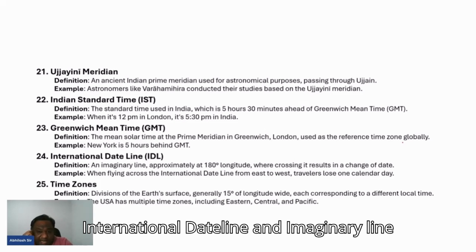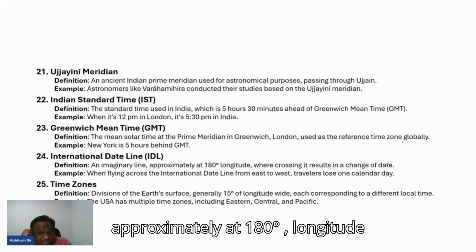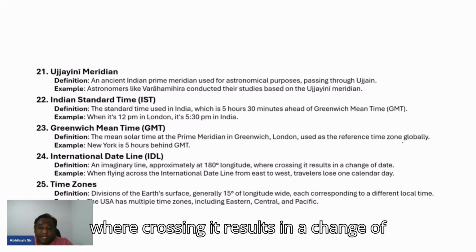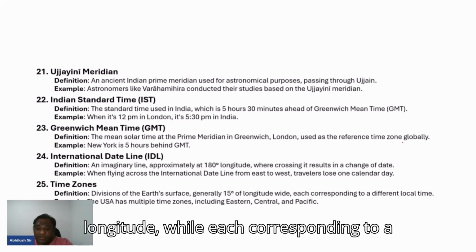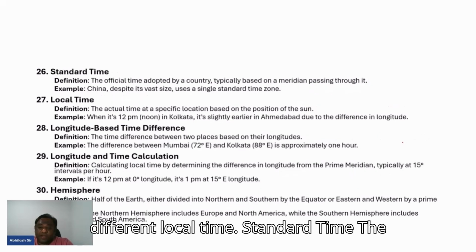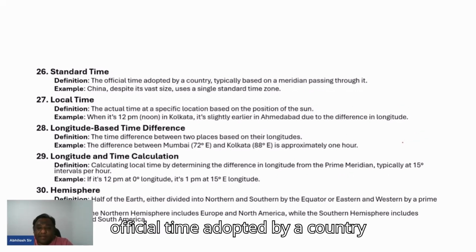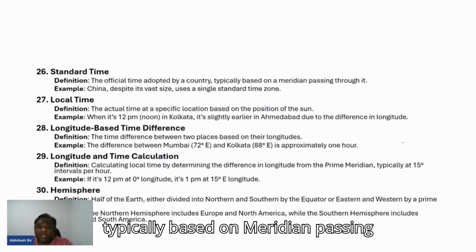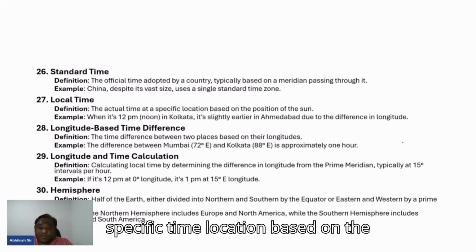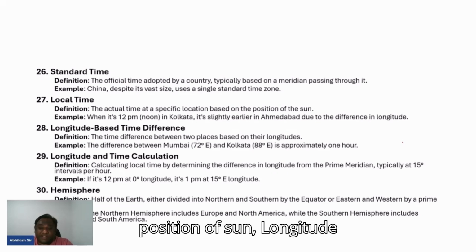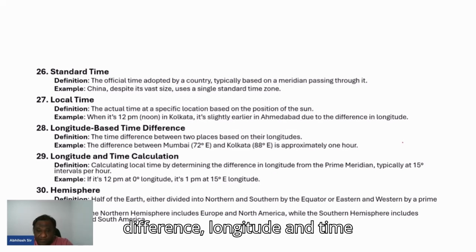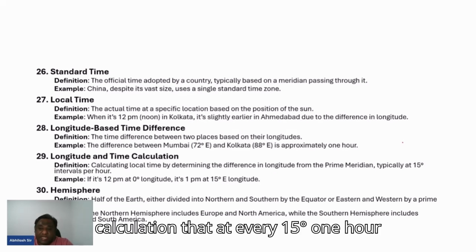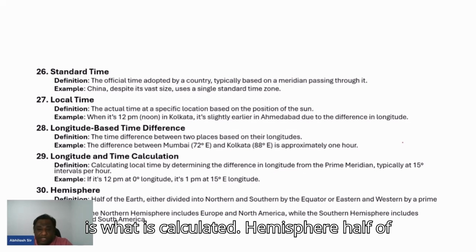International Date Line, an imaginary line approximately at 180-degree longitude, where crossing it results in a change of date. Time zones, the division of Earth's surface, generally 15 degrees of longitude wide, each corresponding to a different local time. Standard time, the official time adopted by a country, typically based on the meridian passing through it. Local time, the actual time at a specific location based on the position of the sun. Longitude-based time difference, the time difference between two places based on their longitude. From the difference of degrees, you can tell the time difference. Longitude and time calculation: for every 15 degrees, 1 hour is calculated.